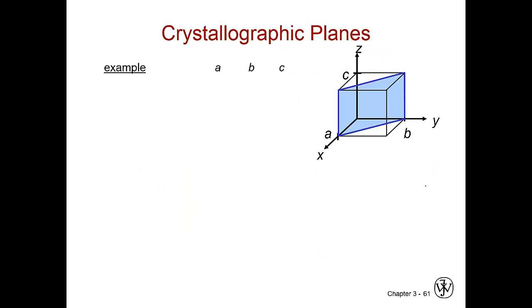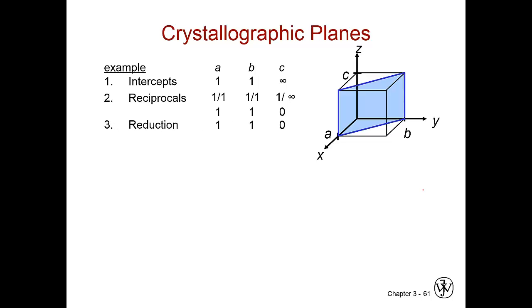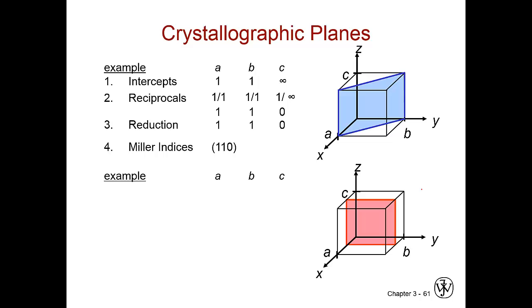So here's some more examples as I just went through. The 1, 1, 0 plane. And here's a slightly different plane. Along the x-axis, we've got half an A here. So right there, half of an A. But it's parallel to both y and z. So this is parallel to z, and that's parallel to y. So those are both infinity, or undefined.